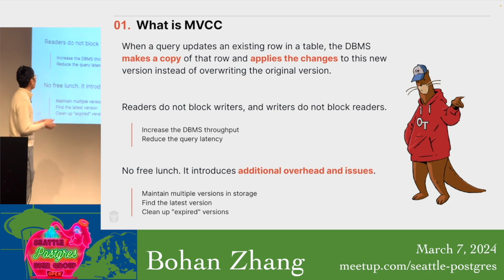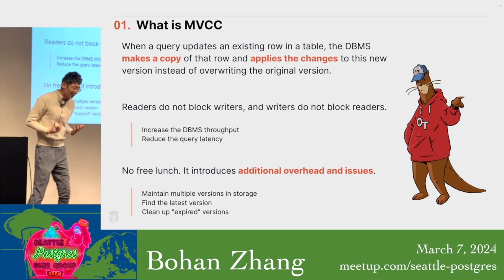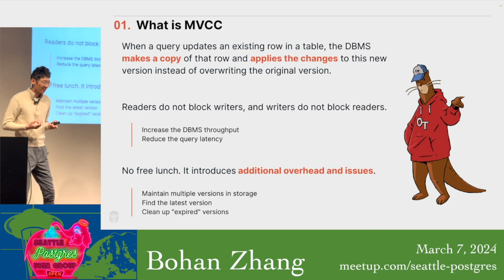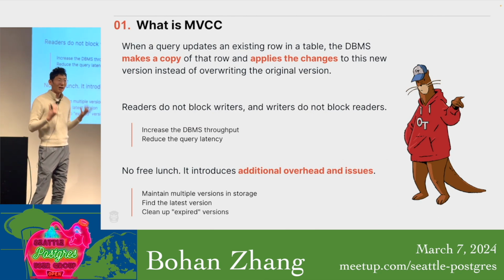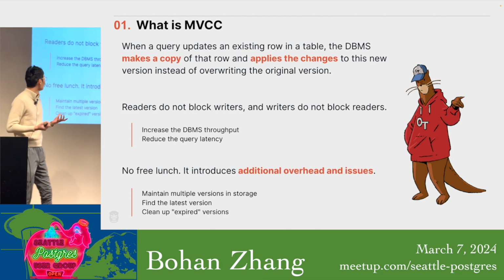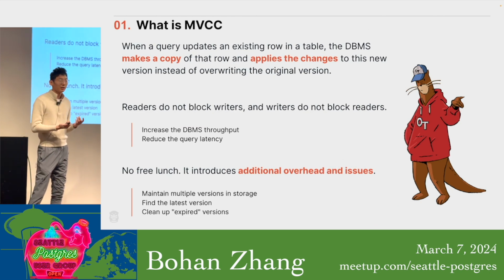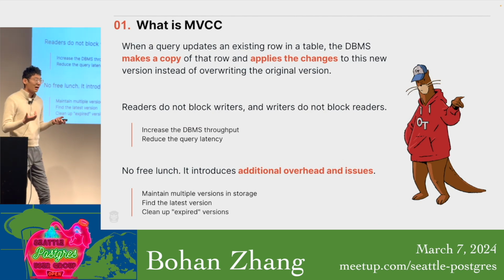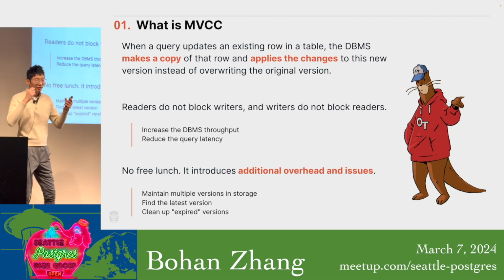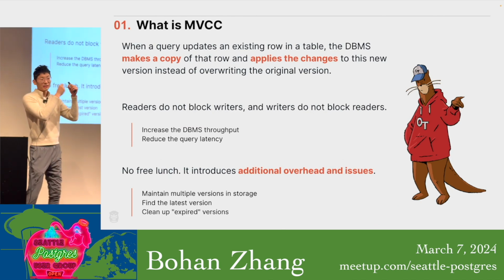When a query updates an existing row in the table, the database makes a copy of that row and applies the changes to the new row, instead of applying changes to the original row, or writing the data to the original row directly. So why do you want to do this? This is because in this way, readers will not block writers, and writers will not block readers. This can increase the database throughput and also reduce latency. Otherwise, if you write to the original version of your data, right?